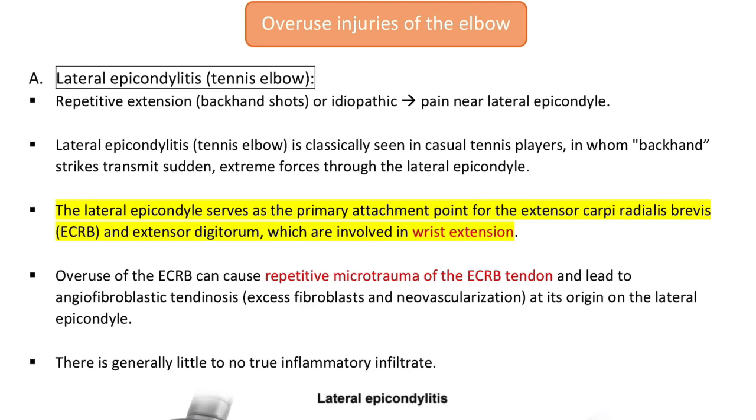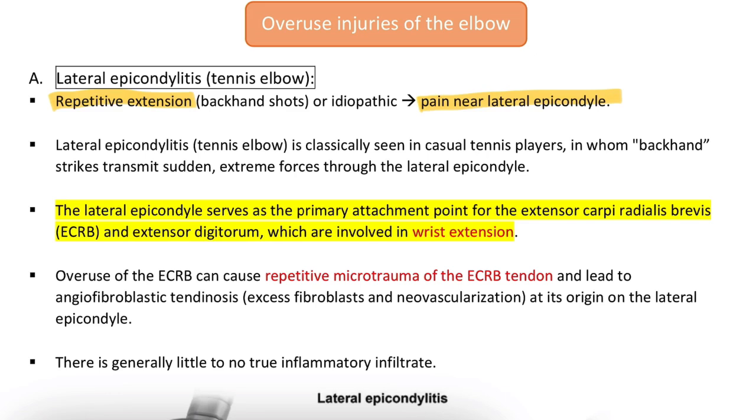What are the main causes? This happens due to repetitive extension of the wrist while doing backhand shots in tennis. It can also happen idiopathically, without a clear cause. Next, in pain location, mostly the pain is felt on the outside of the elbow, near the lateral epicondyle.